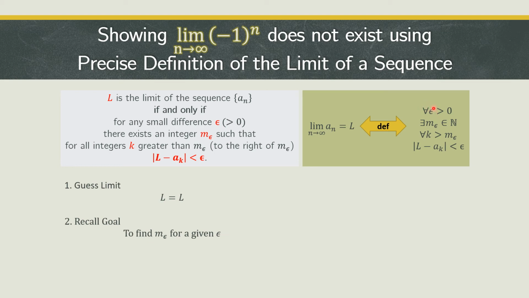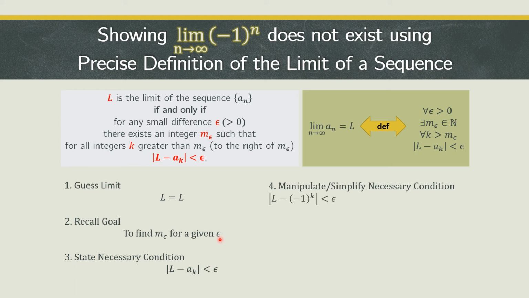And then the goal is to find this m sub epsilon here for any given epsilon. So we must be able to choose any epsilon, and we must be able to find an m sub epsilon if we are given any of these epsilons. And then the necessary condition is that the distance between the limit L, which is our guess, and a sub k, which is the kth term, and k is greater than m sub epsilon, this distance must be smaller than our epsilon here. Then let's do some manipulation. Here we just substitute. Our guess is still L, and then our kth term is negative 1 raised to the k, and that should be less than epsilon.